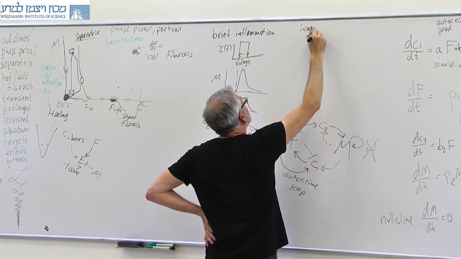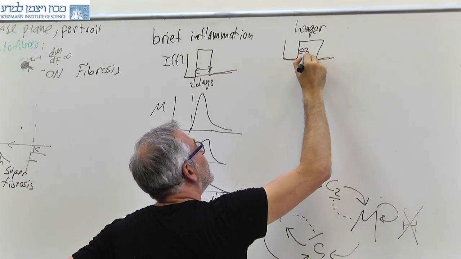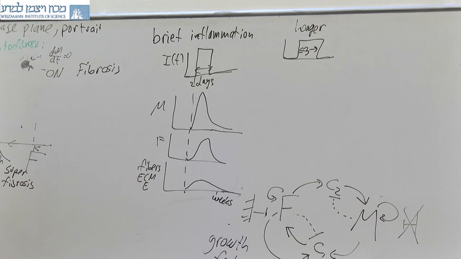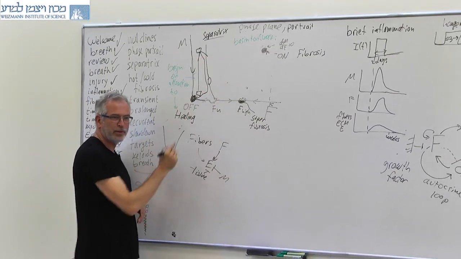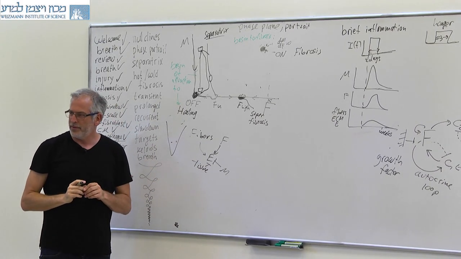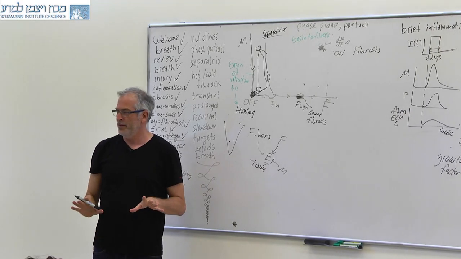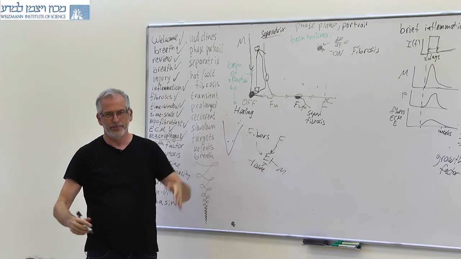But let's see what happens when we have longer inflammation. So let's make it 3 days. Just one more day. This time, they make it over the separatrix. And now they're in a new country. Now they're over the mountain and they're rolling in another direction.